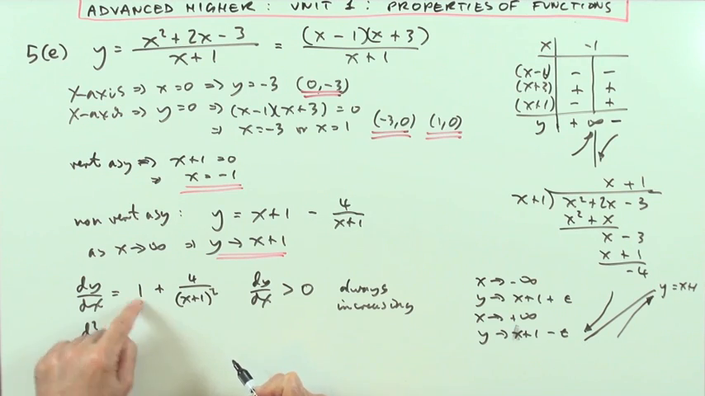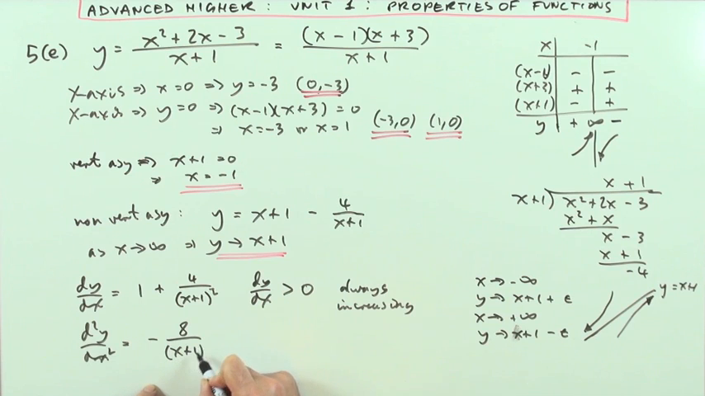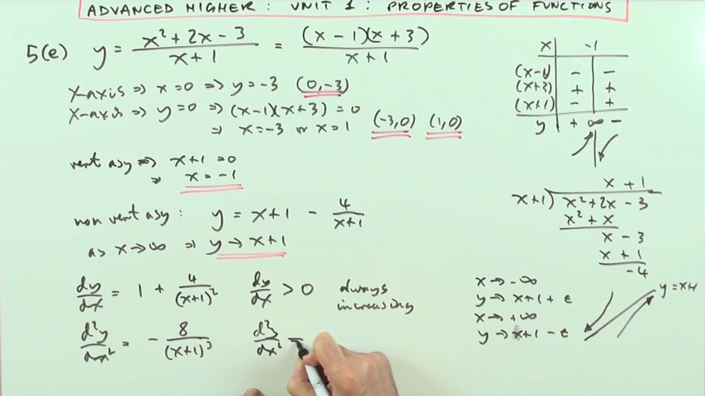The second derivative would be that bit would disappear, multiply by the power, so it's negative 2 times it, so it's negative 8 over x plus 1 cubed. Well, one thing you can say straight away about that is, okay, I'll change signs, but that can never be 0. The second derivative can never be 0, so I know there's no points of inflection, if I was interested in identifying them anyway in the first place.